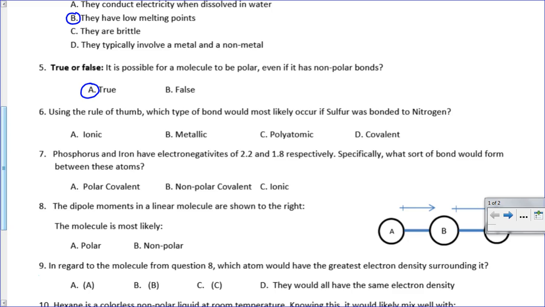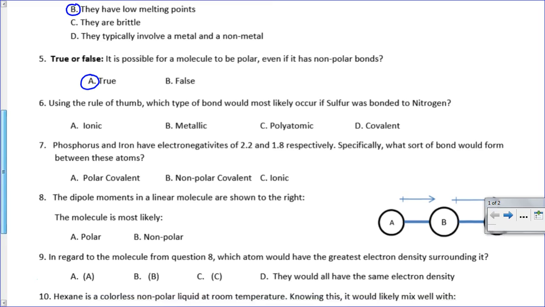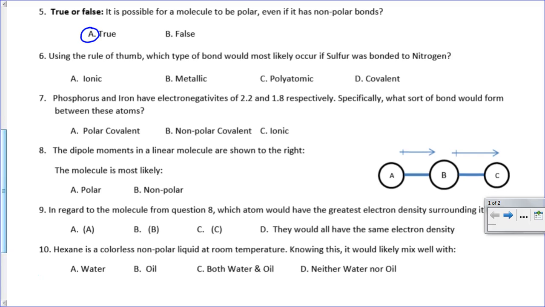The converse is also true. If there's polar bonds, it's possible for it to be nonpolar overall if it's a symmetrical structure. So if it has polar bonds, but it's tetrahedral, linear, or trigonal planar, and it has the same atom all the way around so that it's symmetrical, then it can end up being nonpolar even if it has polar bonds. So both of those things are true.